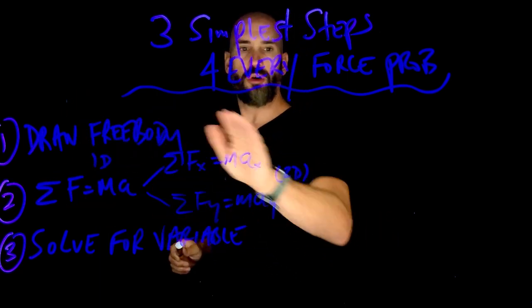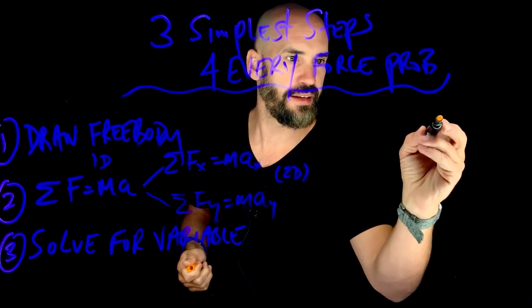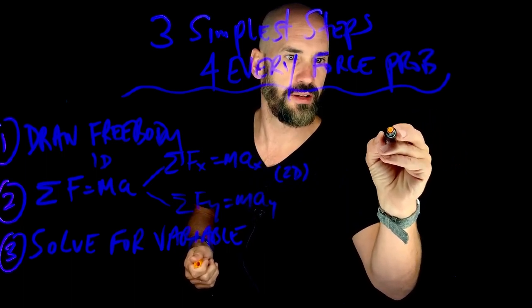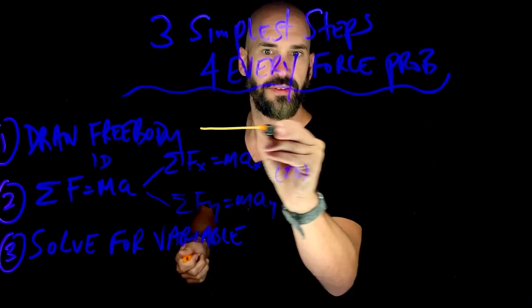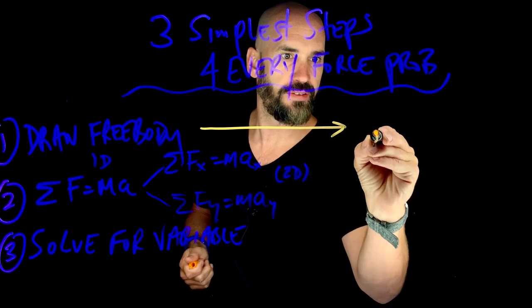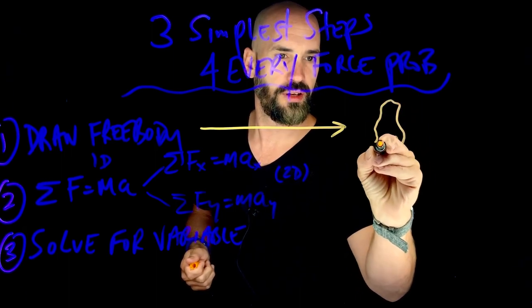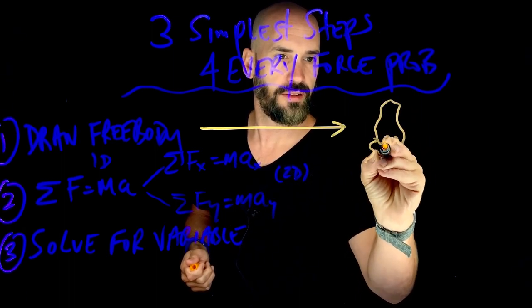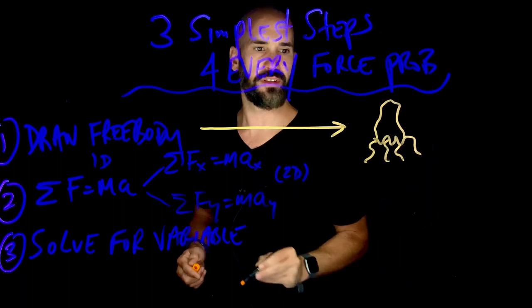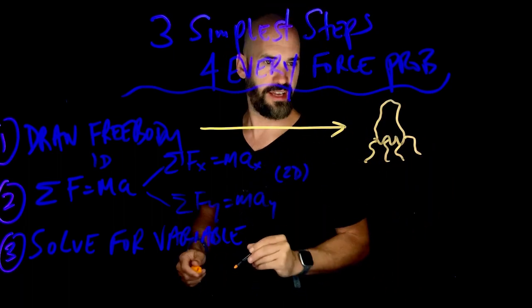Okay, number one, draw a free body diagram. So I here have a jellyfish, right? So this is going to be over here. I got a jellyfish. Okay, I don't know, something like that. Looks like a Pac-Man ghost with a bunch of tails, something like that.